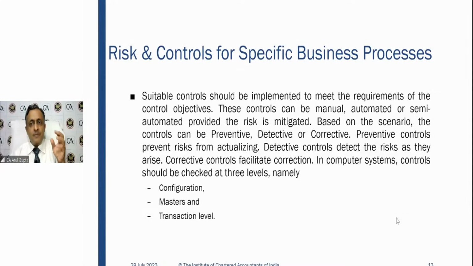So risk we have talked about. To mitigate risk, you have to put in place control. So we are looking at the control aspect. Suitable control should be implemented to meet the requirement of control objectives. These controls can be manual, automated, semi-automated, as we have talked about, so that the risk can be mitigated.